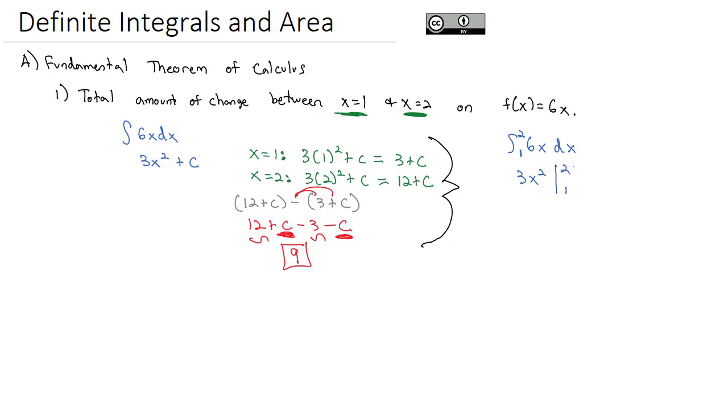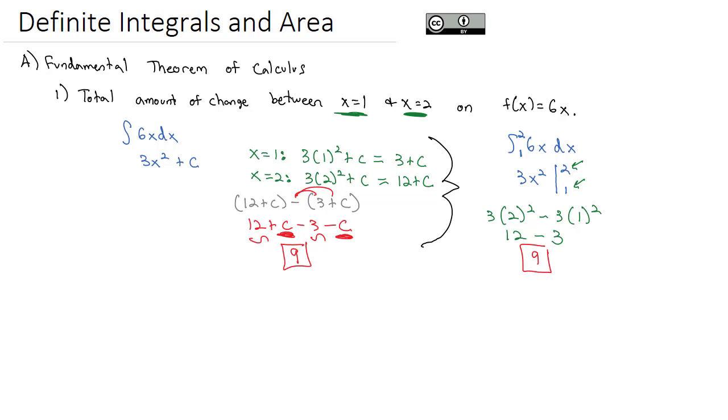In other words, we're going to plug the top value in first, 3 times 2 squared, minus, and then plug the bottom number in, 3 times 1 squared. And that's where we get 3 times 4 is 12, minus 3 times 1 is 3, and 12 minus 3 is 9. Notice when we had those limits of integration on the integral sign from 1 to 2, we did not worry about the plus c. The reason is we'll end up with a plus c minus c, and those will go away to 0, leaving just the numbers.